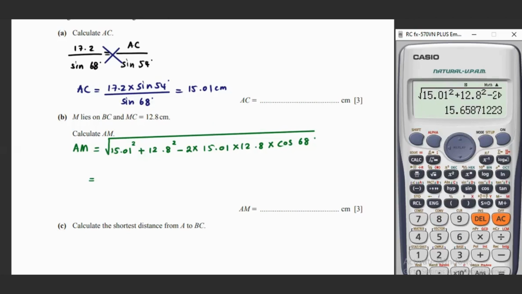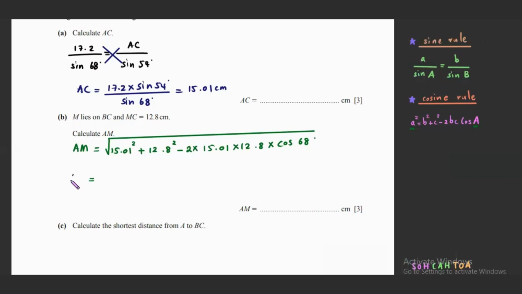So when I do this, I get 15.658. So I can write it as 15.66 correct to 2 decimal places. So the value of AM is 15.66 centimeters.